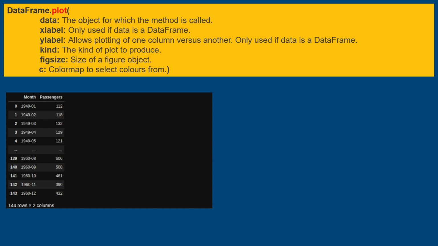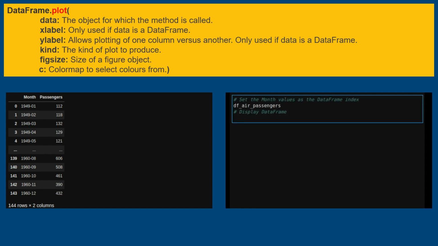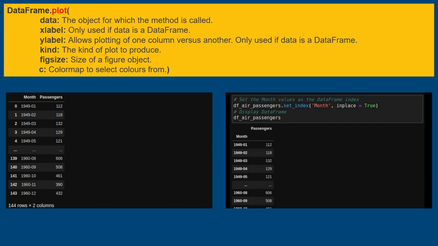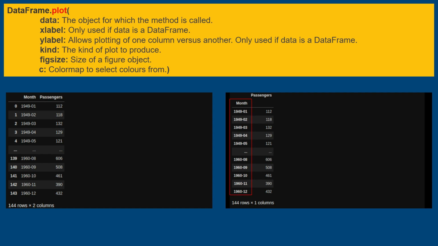So in order to make a time series plot for this data frame, we need to do a little bit of data manipulation. Basically, we will need to move the month column to be our index value. We can assign any column as an index using the setIndex function. So we can have a look at the data frame to see how it looks now. And we can clearly see the month column was moved to be the data frame index value.